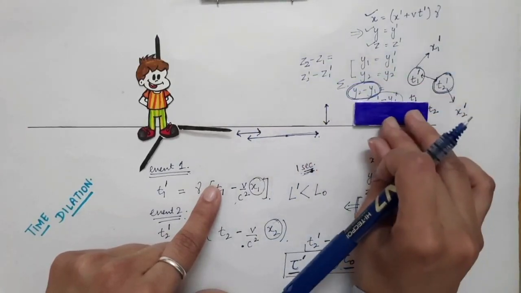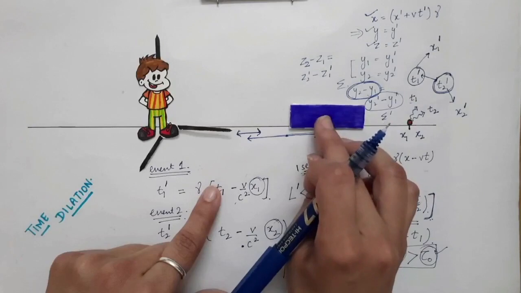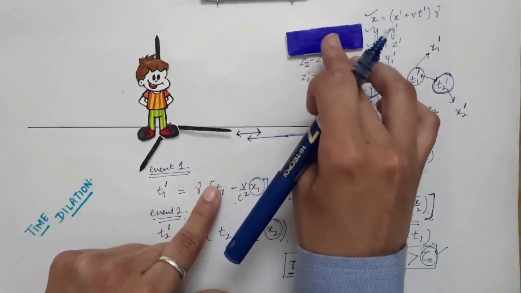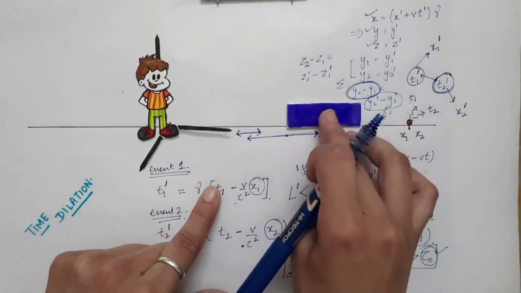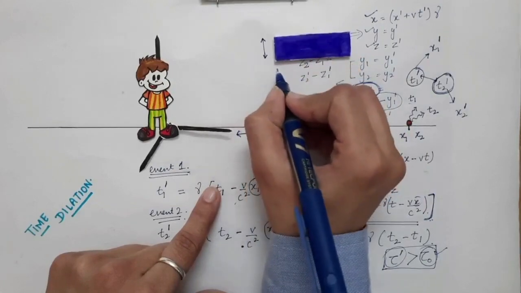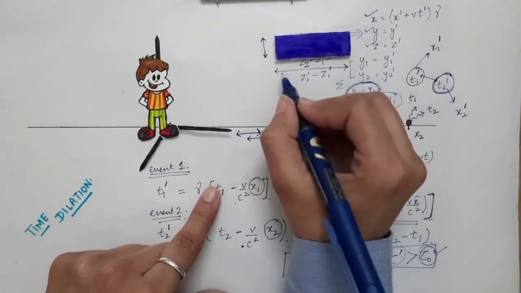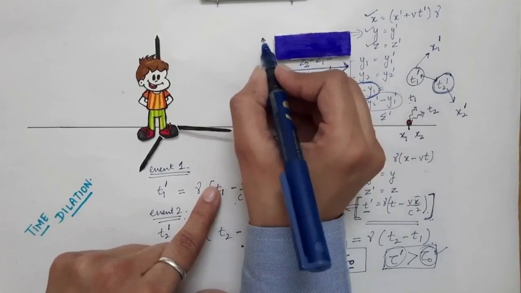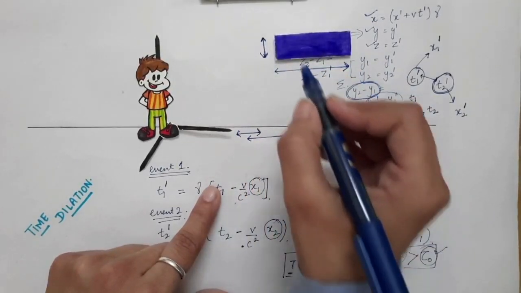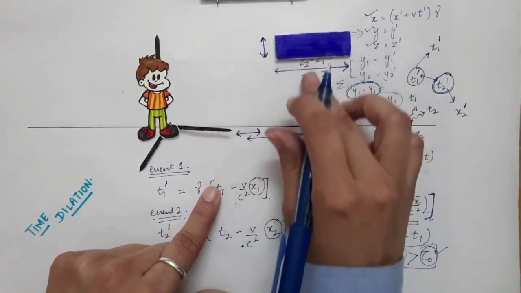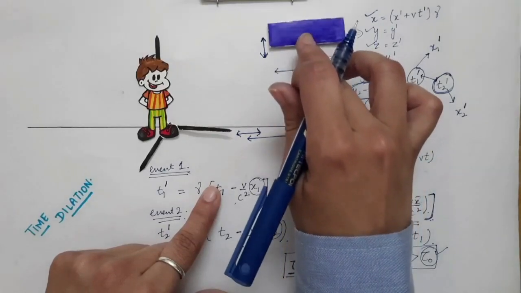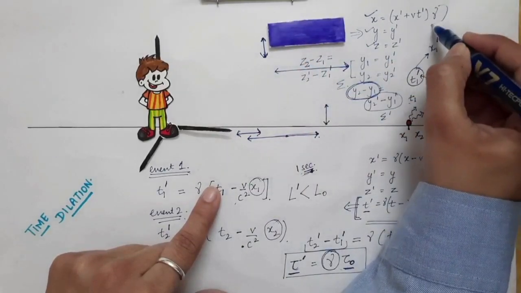Or you can say that if the object has started to move along the y-axis, then the length along the y-axis will get contracted, and the length along this other direction will remain the same as it is. So when the object is moving along the y-axis like this, these transformation equations will change.